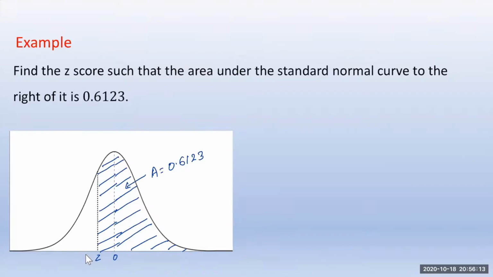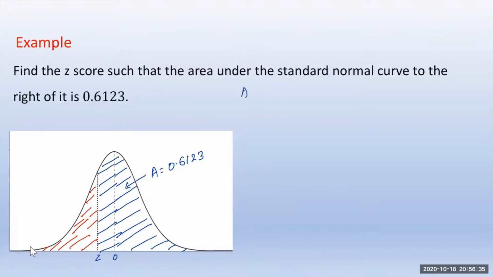So in order to use the area on the TI-84 calculator, we always need area on the left. That is, instead of using this area shaded in blue, we need this area. We need the area which is shown here in red. So we need the area to the left of z.